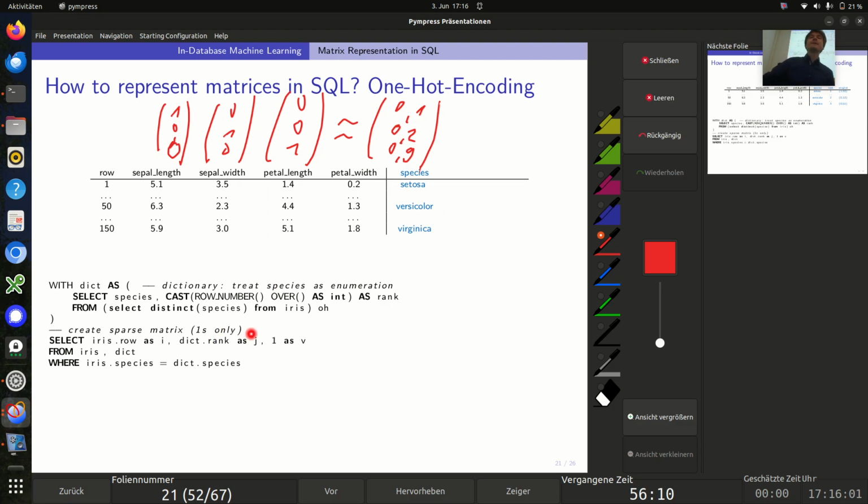I did it, and you can see here. At first I created a dictionary. I said, okay, for each class, I want to have a certain row number. And I do this quite simply using a distinct statement which returns me all the classes I have.